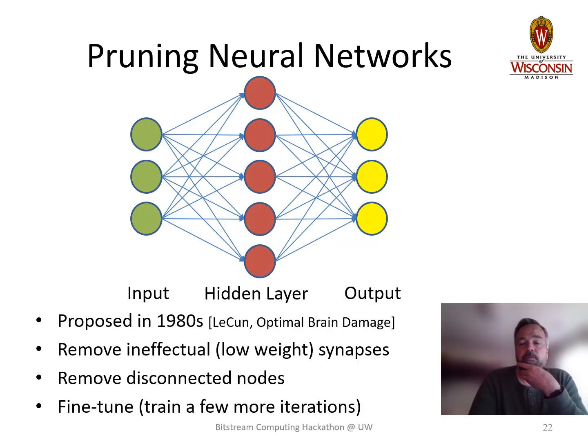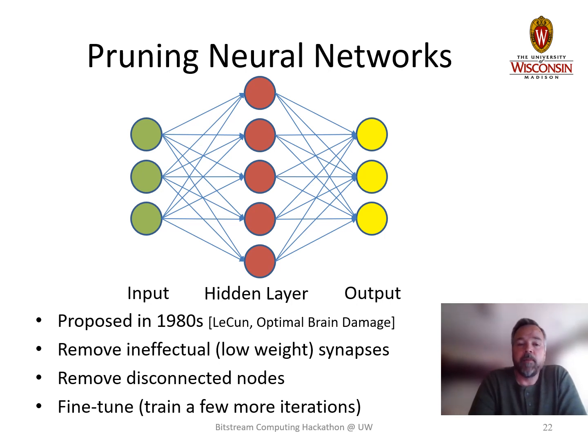Oftentimes, if you start with a neural network like the toy example we looked at at the beginning of this presentation, it turns out that a lot of the connections, which are the blue edges here between the layers and the neurons, and even sometimes some of the neurons themselves, are not necessary. This is not a new observation. LeCun and others back in the 1980s proposed approaches for this kind of pruning. Pruning means eliminating edges and possibly neurons that are ineffectual, that aren't having much impact on the output.